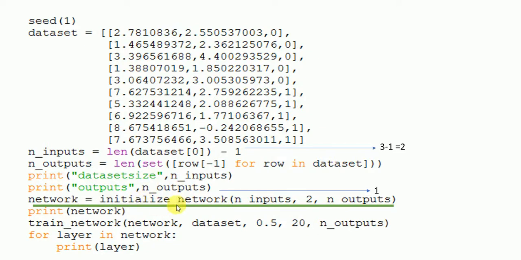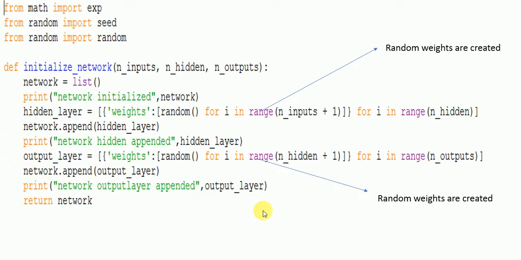And now we'll call the function, that is, the initialize network function is called, and n inputs is passed. N inputs will be 2, hidden will be 2, and the outputs will be 1. So that is what we are going to call. Now the initialize network function takes n inputs, hidden value, and outputs.